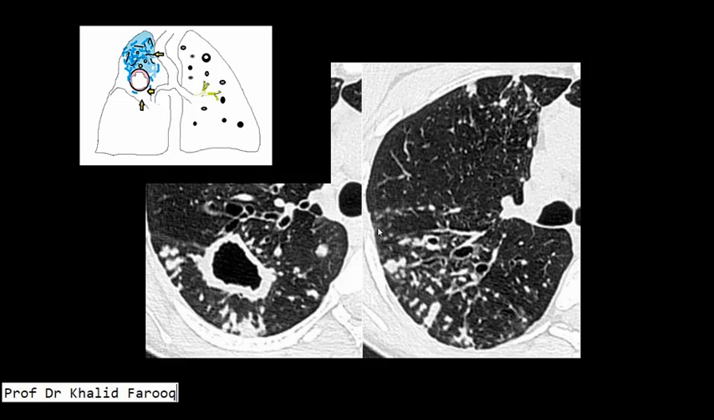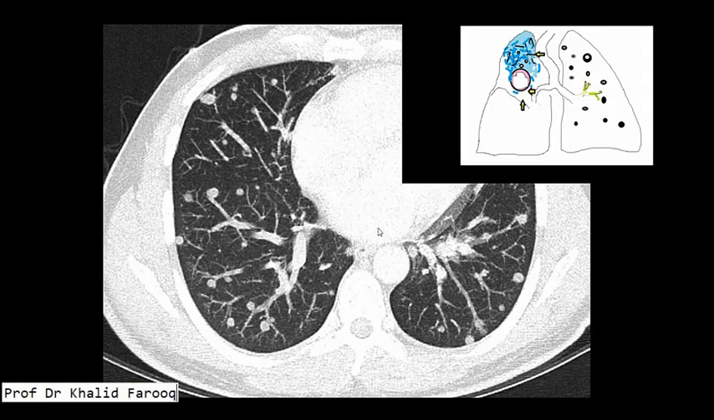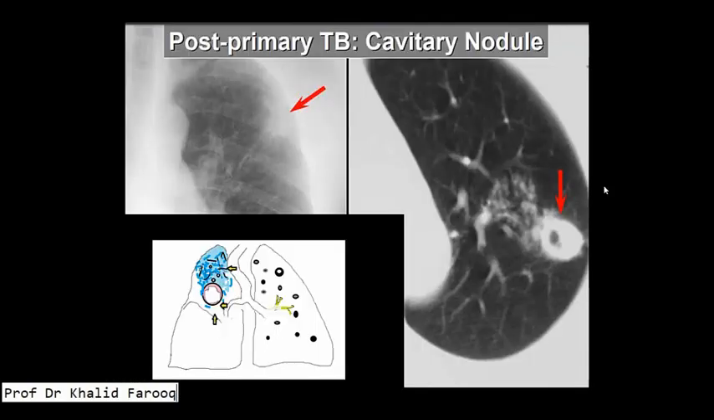Here we have an example of multiple small variable sized nodules involving both lungs. So these are basically granulomas. Here in this slide we can see a nodule in the left lung with a small cavity in it, and there is consolidation adjacent to it.